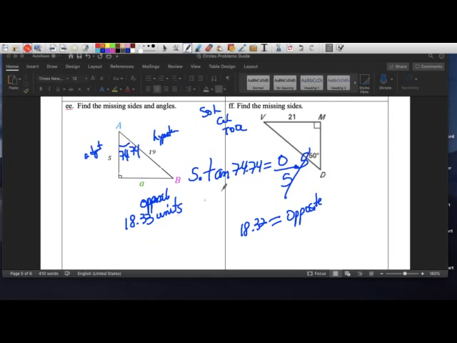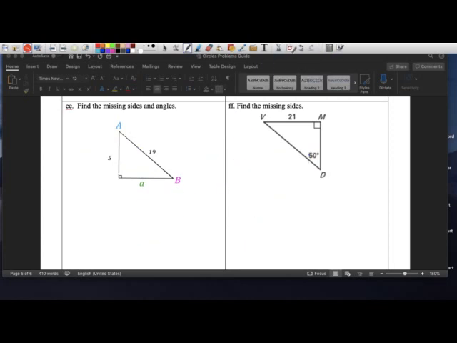Okay, sorry about that. What time is it? Well, it is 10:20. It should be done soon.